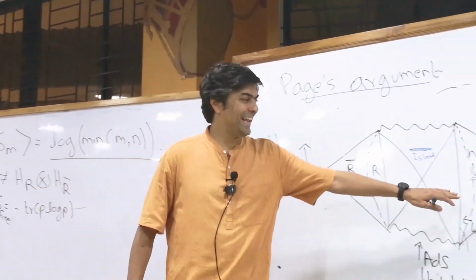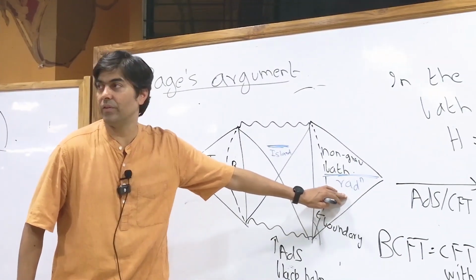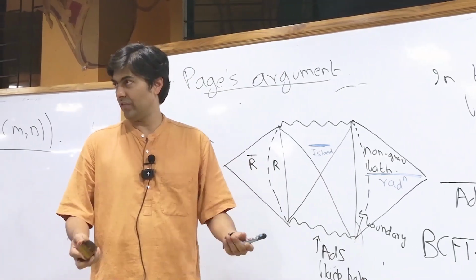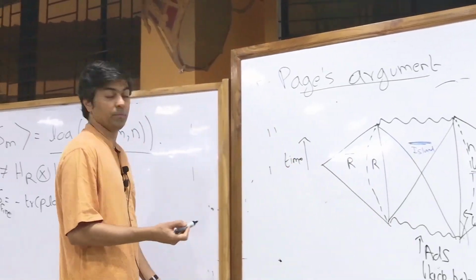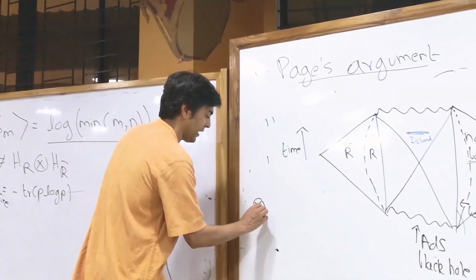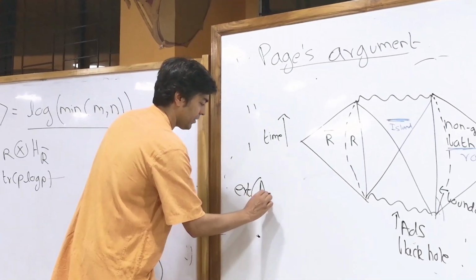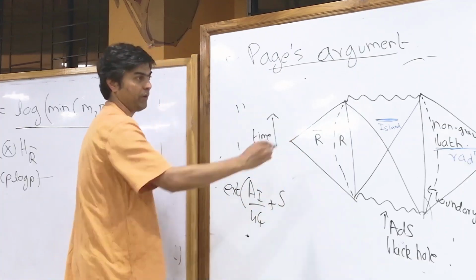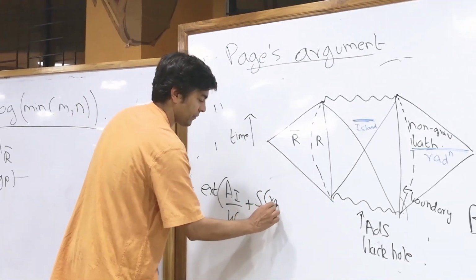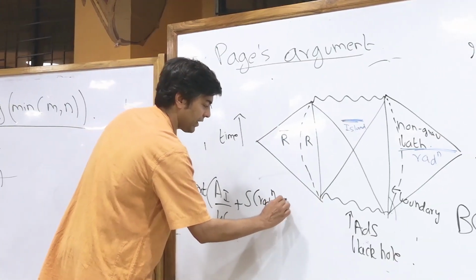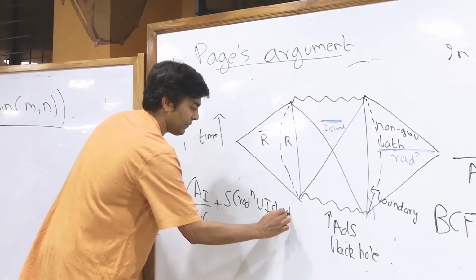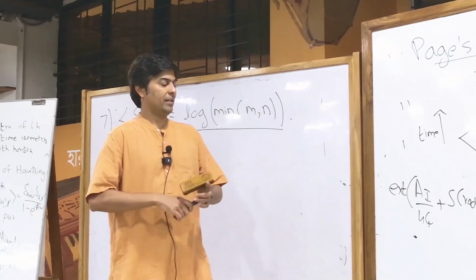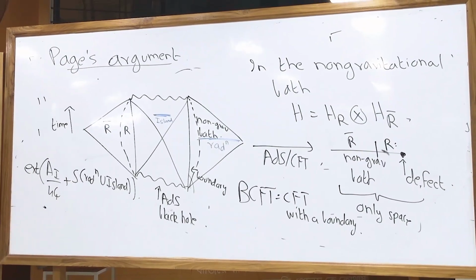No, the island is really the entanglement wedge of the radiation region. It's the fact that when you compute the entropy of the radiation region, the way you're supposed to compute the entropy is you're supposed to extremize the area of the island by 4G plus the entropy of this radiation region union the island. This is a so-called formula.